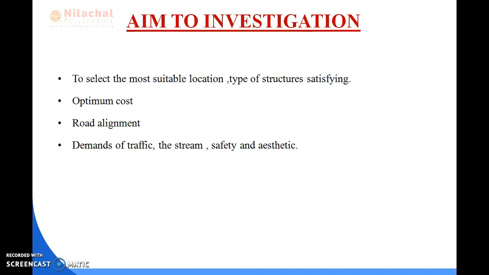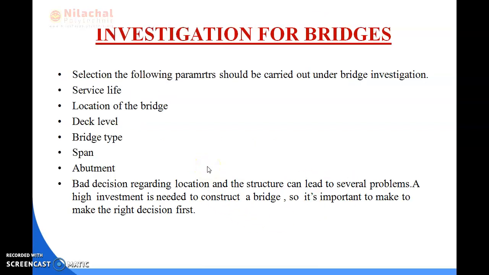So first, what is the aim of investigating your bridge site? The basic and most important thing is to select the most suitable location and type of structure that satisfy optimum cost of the bridge, road alignment, demands of traffic, the stream, safety and aesthetics. Okay, come to the next slide.